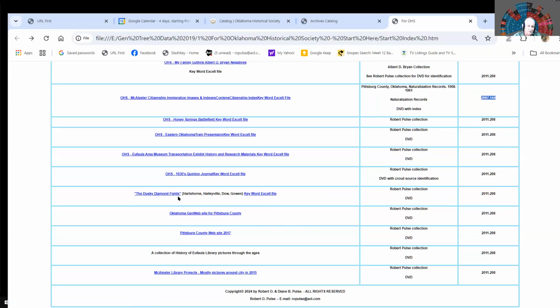Dusky Diamonds was a promotional thing done for Hartshorne, Haileyville, Dow, and Gowen. All little towns, coal towns. The diamonds are coal. Coal towns in Pittsburgh County. There's also some McAlester in this.